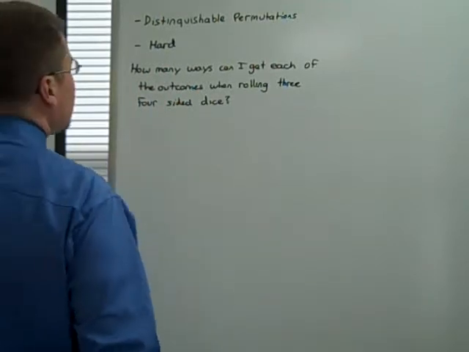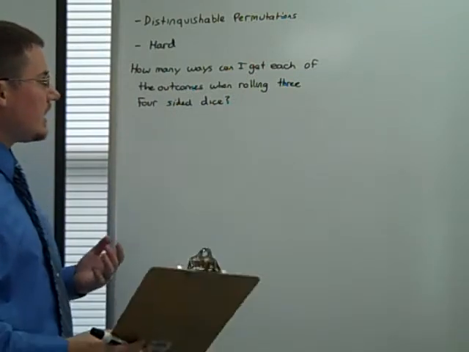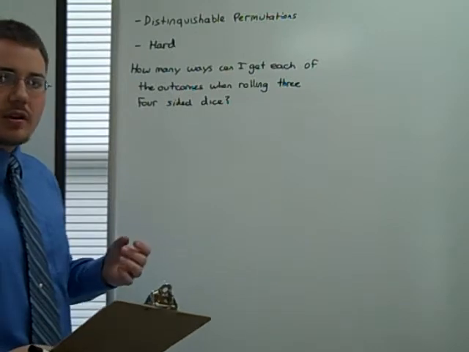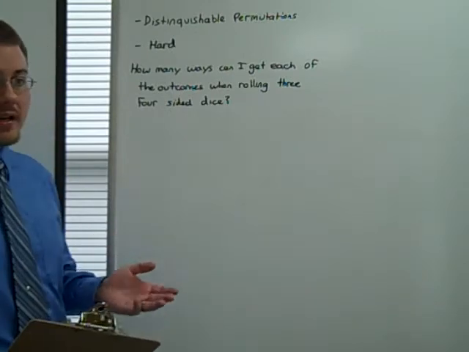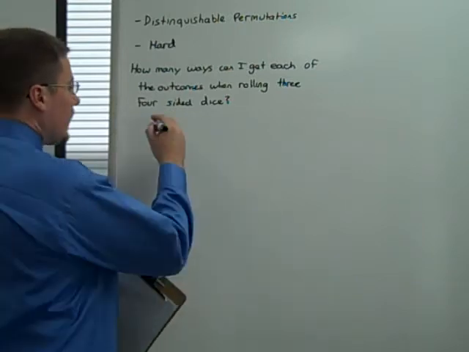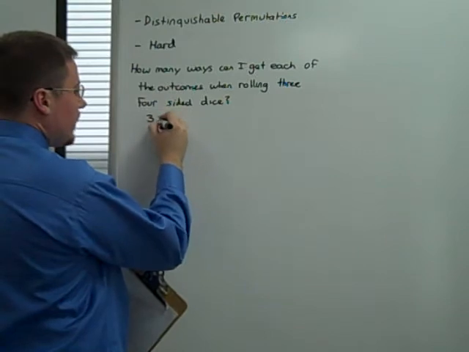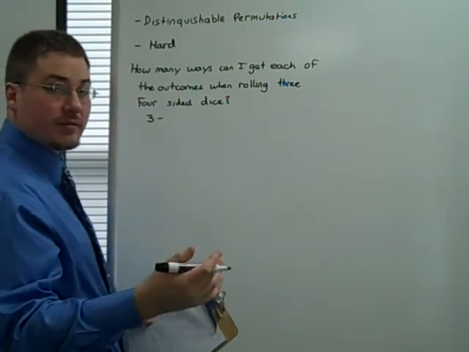For our last problem on distinguishable permutations, we're going to ask how many ways can I get each of the outcomes when rolling 3 four-sided dice? So first of all, what are the outcomes of rolling 3 four-sided dice? Well, on the low end, 3 ones would give us 3. On the high end, we could roll 3 fours, which would give us 12.